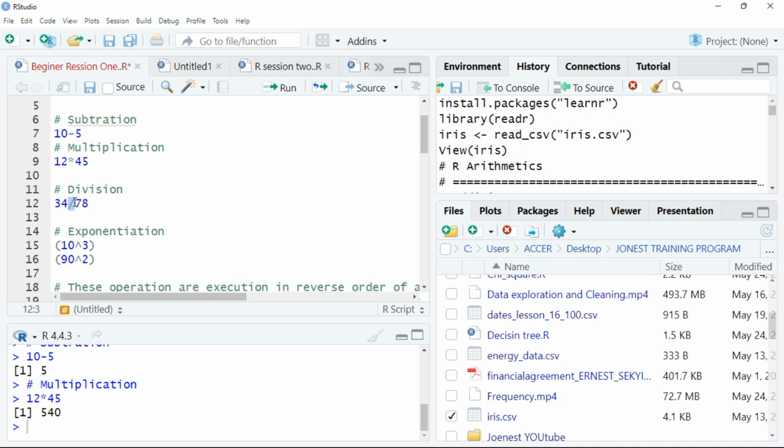So we just use this sign to divide these two numbers, right? Once you run it, I'm going to get 0.358974. So this is how you do division in R.